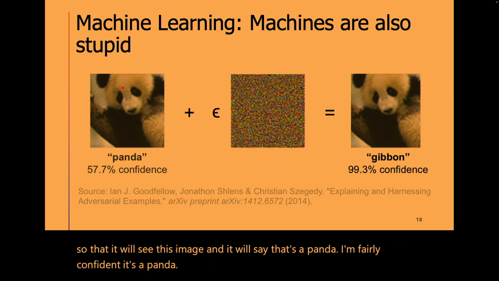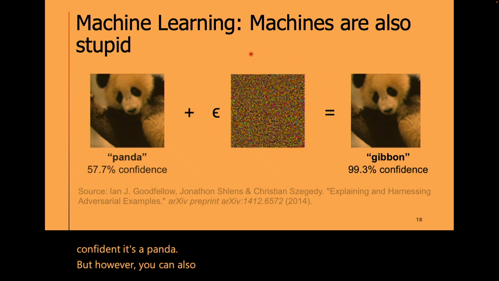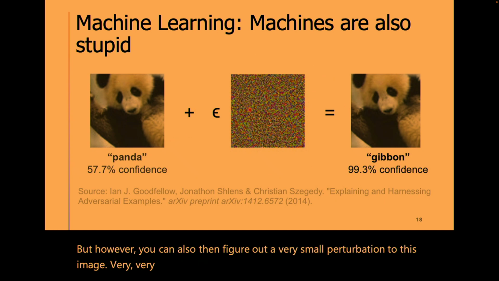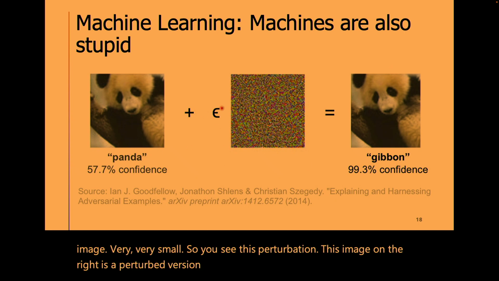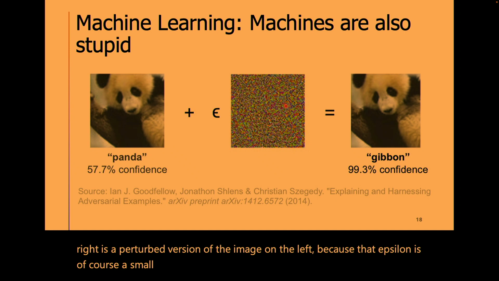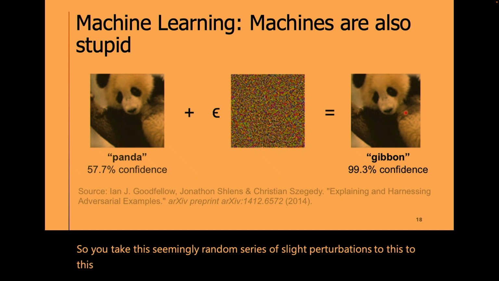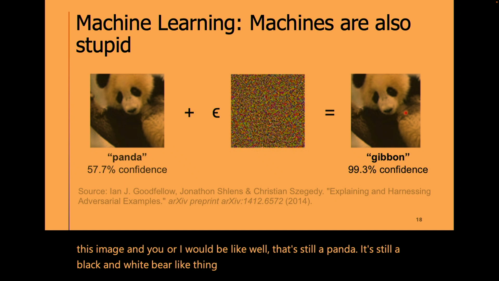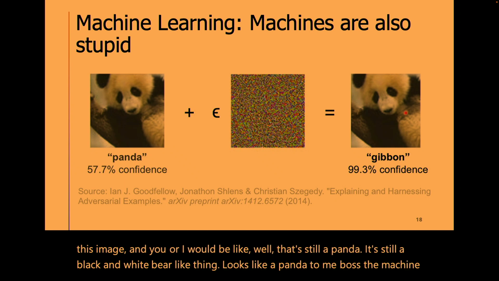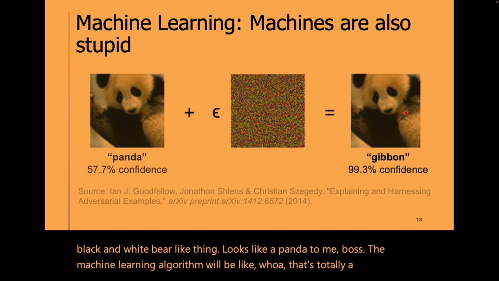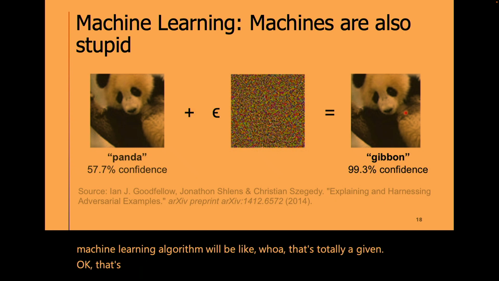But you can also figure out a very small perturbation to this image. Very, very small. This image on the right is a perturbed version of the image on the left, because that epsilon is, of course, a small number. You take this seemingly random series of slight perturbations, and you or I would say, well, that's still a panda. It's still a black and white bear-like thing. Looks like a panda to me, boss. The machine learning algorithm will say, whoa, that's totally a gibbon. Okay, that's weird. So what's going on here?